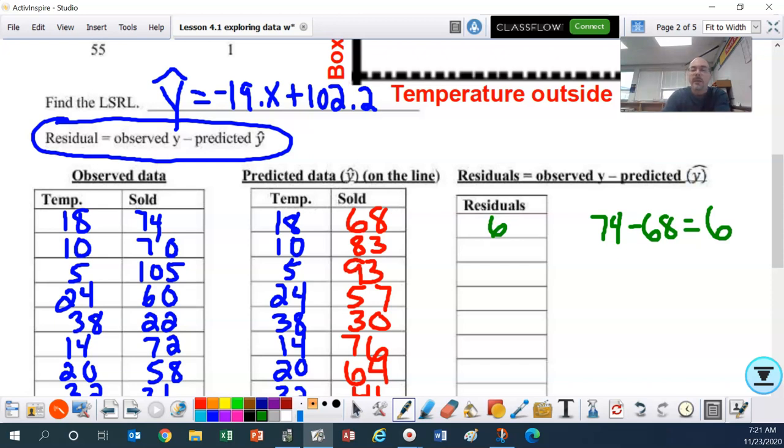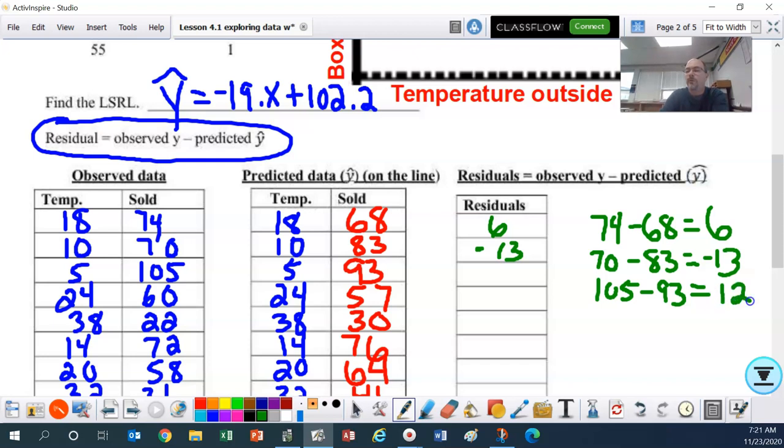Okay, the next one, the observed is 70, and then minus the predicted, and if I can do my math in my head correctly, I believe that's negative 13. So that means that one is below the line. Okay, it is below the line. All right, I'll do 2 more with you, and then you can go ahead and pause and fill in the rest. Okay, so now again, I'm going to take the next observed value minus the predicted value. And let's see, 105 minus 93, I believe that is 12. Hopefully I'm not making any strange mistakes here. All right, and I'll do one more. So the observed is 60, and the predicted is 57. So that would be 3.